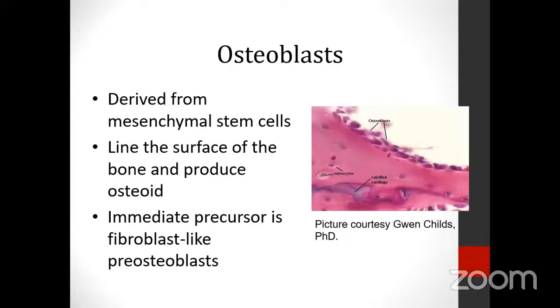Now, regarding the osteoblast, it is derived from mesenchymal stem cells, and it is the bone-forming cell, and it lines the surface of the bone, and it produces osteoid, as we said. And the immediate precursor of the osteoblast is called the pre-osteoblast. Next.